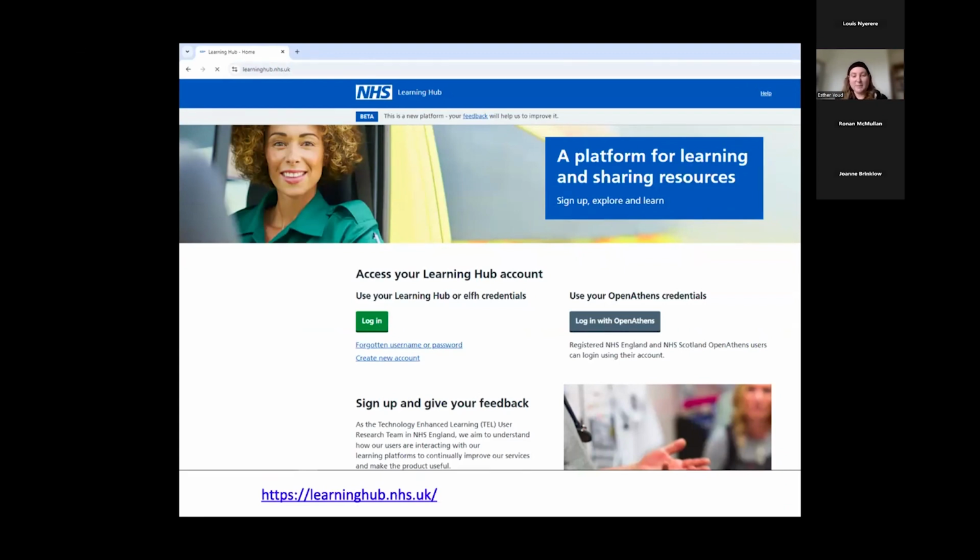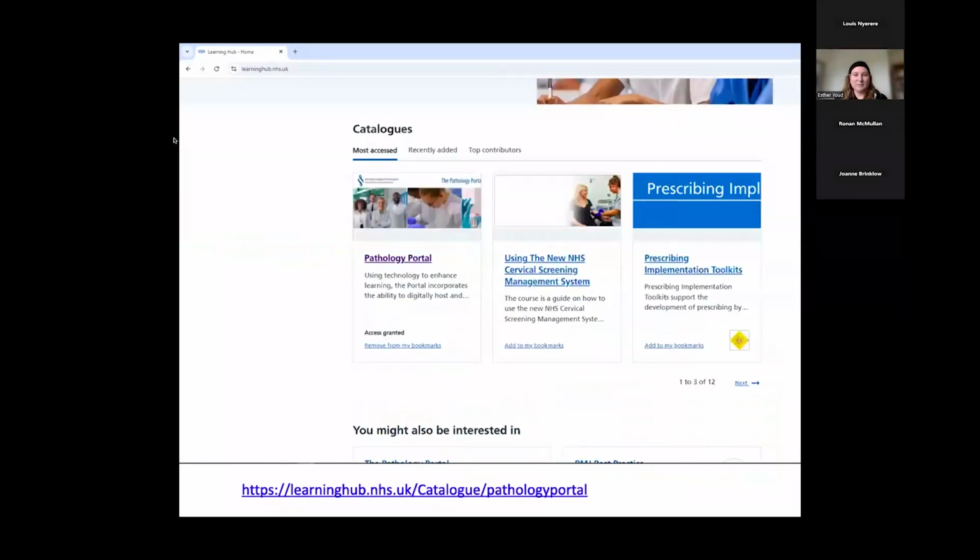When you sign up to the Learning Hub, you then need to find the pathology portal. So on the main page, when you scroll down, you get to catalogues, and one of those is the pathology portal. It's usually up at the top because it's one of the most accessed catalogues on the Learning Hub. And you'll see on this screenshot, I've got access granted here. Now, when you first access the pathology portal, you won't have access granted because it is a restricted catalogue, restricted to those that have a genuine interest in pathology.